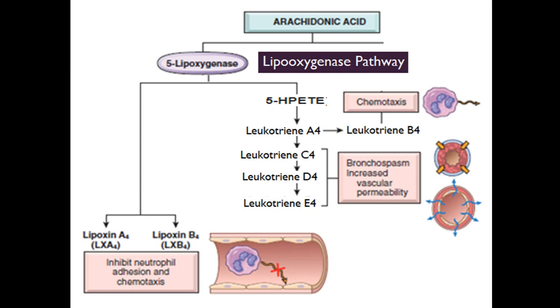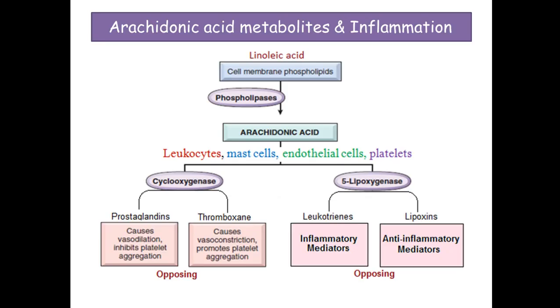On the other hand, the lipoxygenase enzymes in the neutrophils convert the arachidonic acid into 5-HPETE and then into lipoxin A4 and lipoxin B4. These are known as the lipoxins. Remember that the lipoxins totally work against inflammation because they inhibit neutrophil adhesion and chemotaxis. So here again, we can see that the leukotrienes and lipoxins work against each other and antagonize the actions of each other.